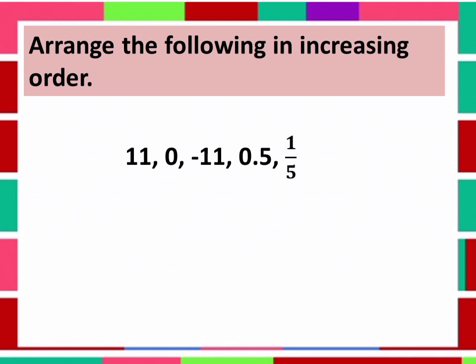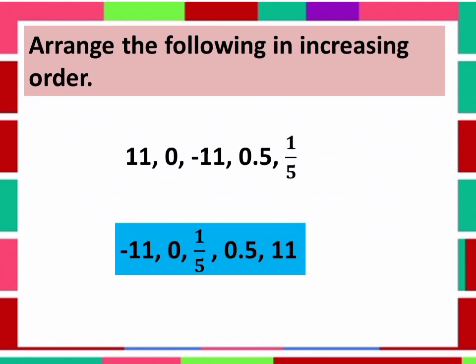Tapos, now, i-arrange natin. So, we all know that negative numbers are lesser than any positive number. So, start muna tayo sa negative 11. Next is 0. Then, 1/5. Bakit 1/5? Kasi, di ba, ang 1/5 ay 0.2. Okay, so, syempre, mas mataas doon si 0.5. And then, next is 11.